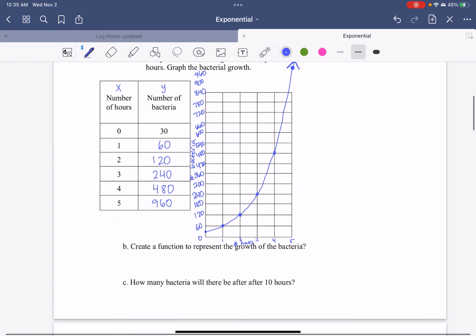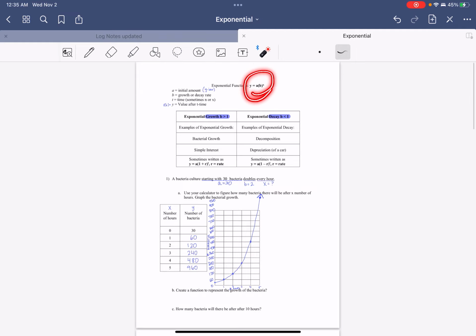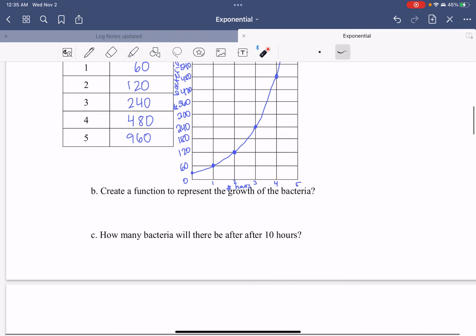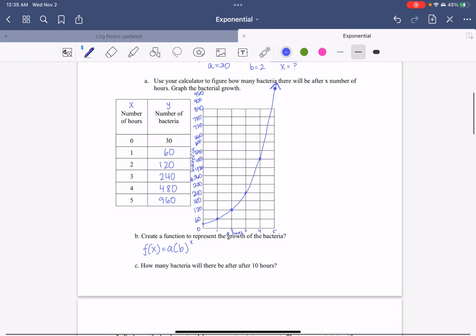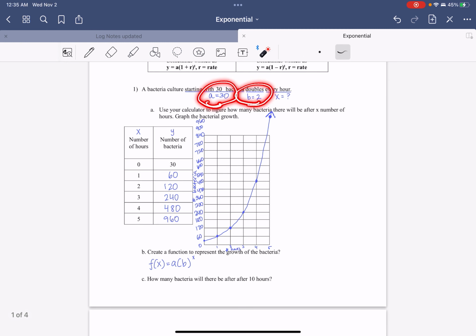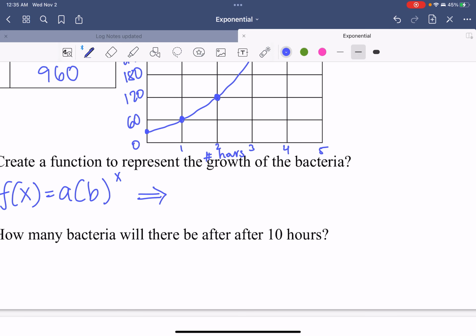Okay, so part B says create a function to represent the growth of the bacteria. So we're going to look at the formula that we have up here, which is y equals a times b to the power of x. And I can rewrite y as f of x. So I have f of x equals a times b to the power of x. Well, earlier in the problem, we said that a was 30 and b was 2. So I'm going to have as my equation f of x equals 30 times 2 to the power of x, because x we can substitute as many hours as we need.